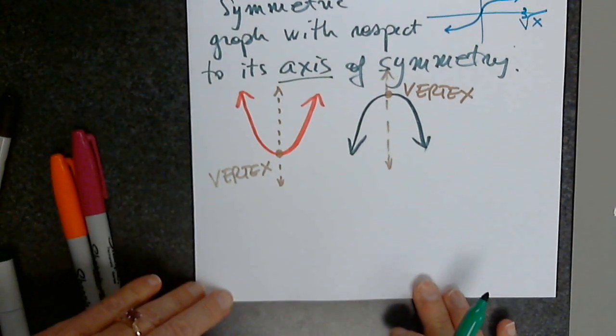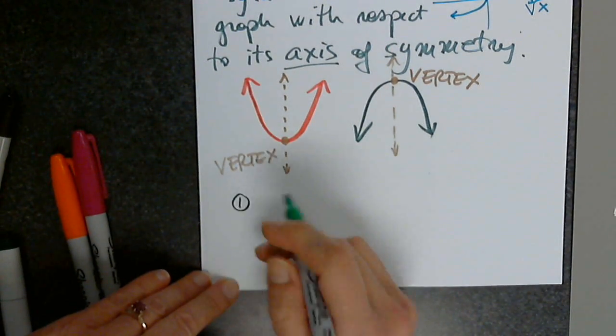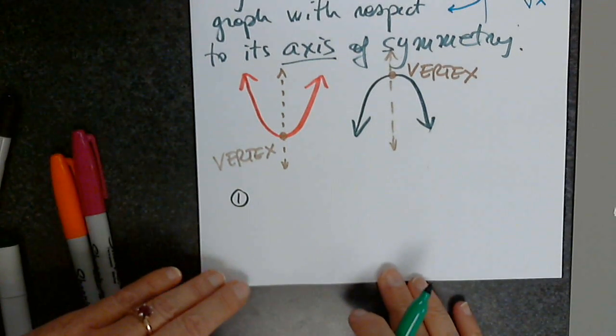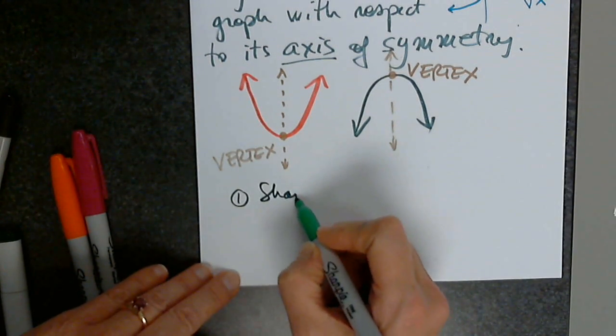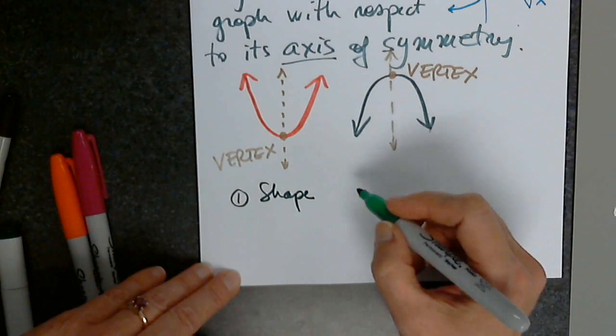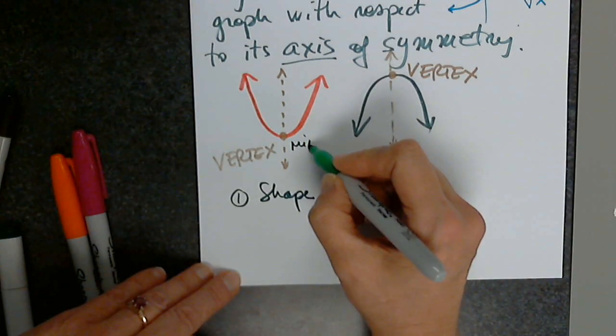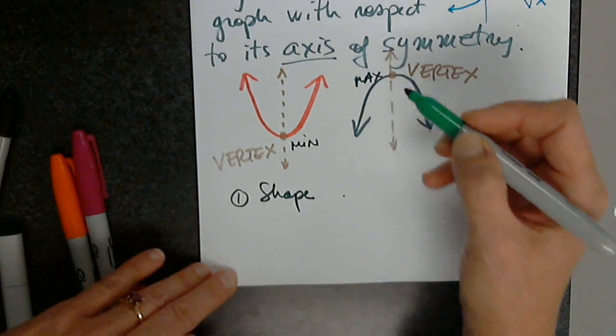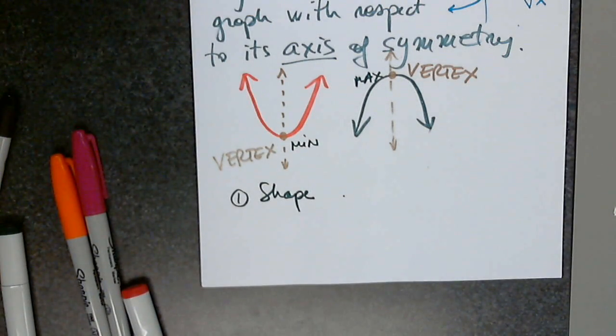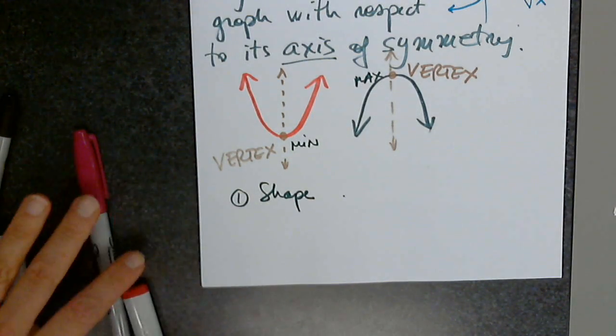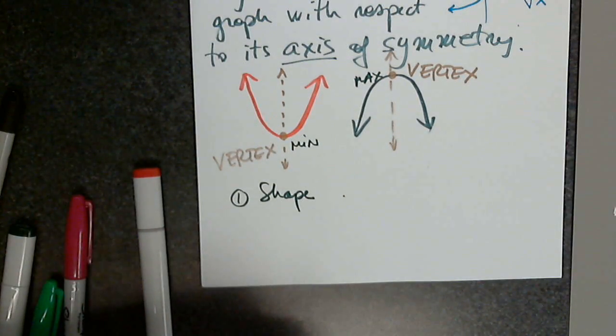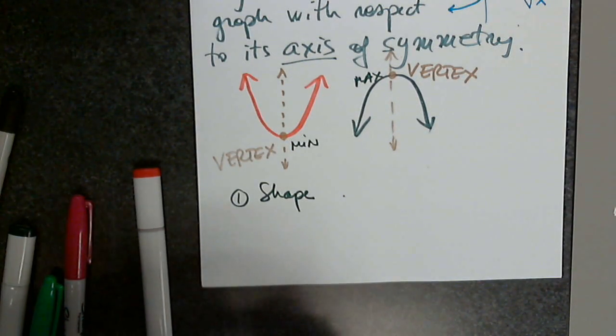When I'm asked to graph a parabola, I have the following steps to go through. Shape, meaning if it has a minimum or if it has a maximum. And you can say, how can you start with the shape when we haven't graphed it yet? I have to start with the shape because I want to make sure that I don't make a mistake down the road. And I do know the shape.